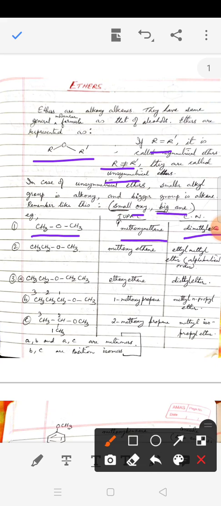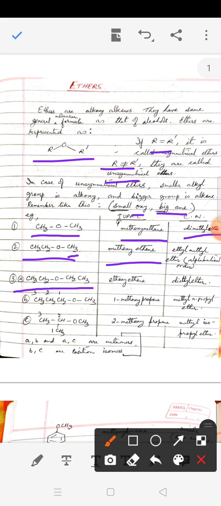Second member, where we introduce one CH2 here. So it is methoxyethane, as the methyl group is smaller than the ethyl group, so it has to be alkoxy. Methoxyethane, and the common name is ethyl methyl ether, where you have to follow alphabetical order.